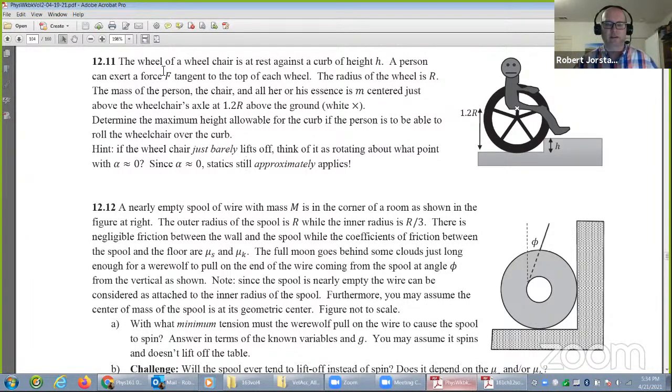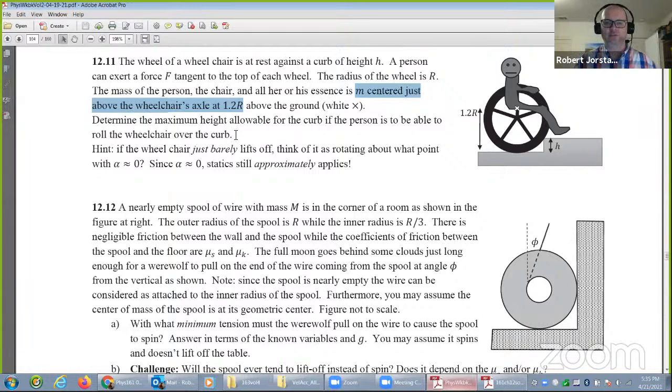I'm going to make this big again in a minute. You've got a wheelchair. The wheelchair is at rest against the curb, and this person can exert a force tangent to the top of each wheel of size F. Radius is this. Mass of the person is just this. So we know the mass of the wheelchair, person, everything they're carrying with them. I hope you agree it seems logical that the mass is centered above the axle, right? They're sitting in this thing. Their legs are going to bring the center of mass down, but most of their body is going to bring it up, and so it shifts up slightly. So it's not right at the center of the wheel anymore.